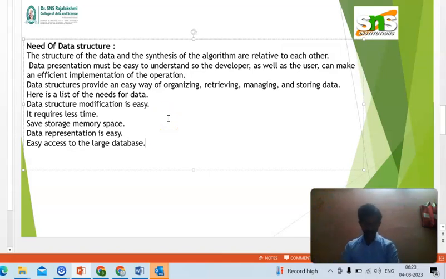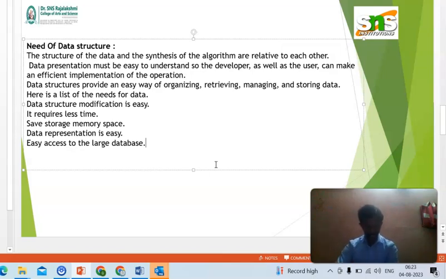Okay, as already mentioned, a data structure is used to provide an easy way of organizing, retrieving, managing, and storing data. Organizing means deciding which data should come first and how it can be used efficiently. Retrieving means that once we have stored the data, we can easily retrieve a particular piece when we need it. Managing means knowing when to use which type of data. Next, we can store all types of data.